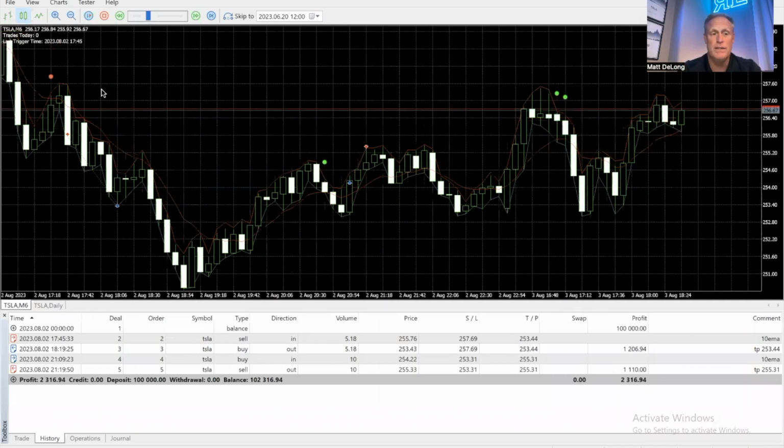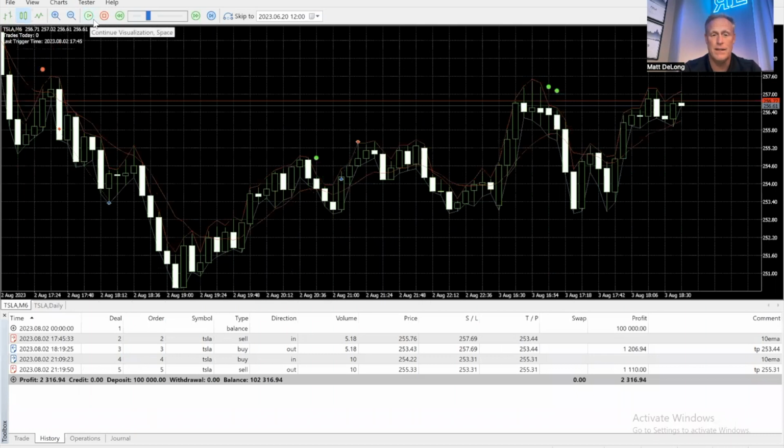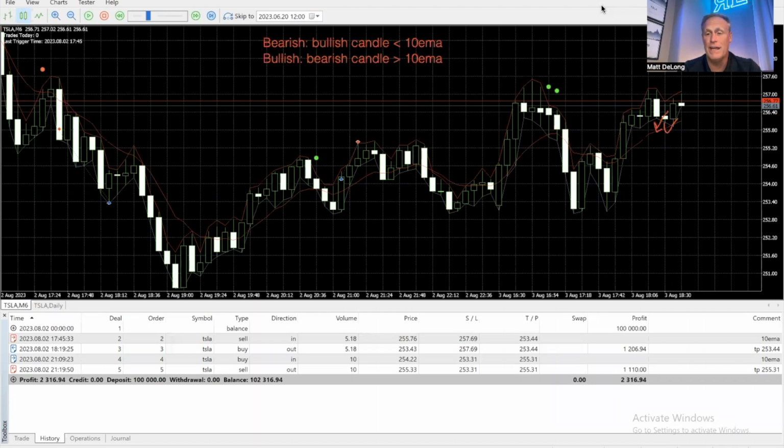And actually, there's one piece I accidentally left out, and that is each of these candles have to interact with the 10 EMA. So it's not good enough to just have a bullish or bearish candle, I forgot to add over here, they need to interact with or touch the 10 EMA, right? So a bearish candle, the high needs to interact with that 10 EMA. A bullish candle, the low needs to interact and touch that 10 EMA.